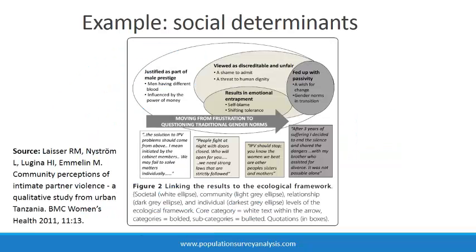These authors use a social determinants framework, also called an ecological framework, to study intimate partner violence against women in urban Tanzania. Factors related to individual women are in the center, visualized in dark gray. Factors related to a woman's relationship are shown in the larger tan circles, and factors related to her community are in the largest white circle.